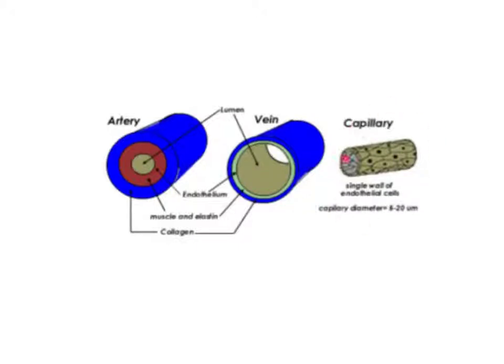Now the capillaries are single-celled to allow for easy diffusion, and they're obviously much narrower, around about the diameter of a red blood cell.